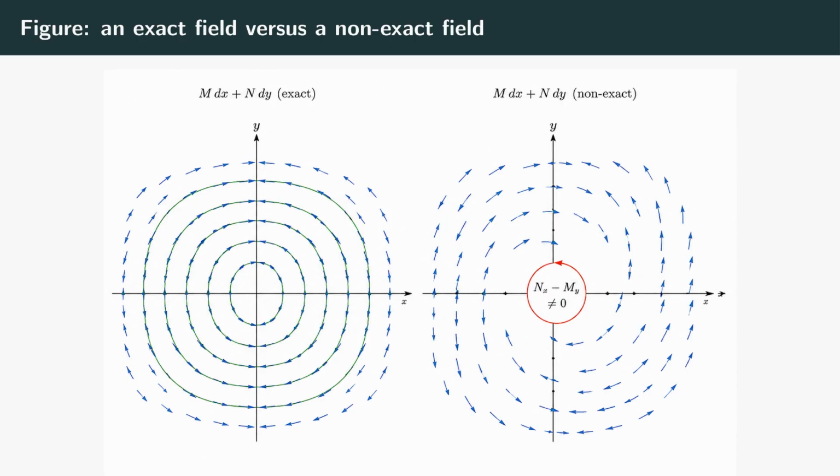That quantity is a kind of rotation, or curl, of the field. When it is 0, the field is the gradient of a surface and the equation is exact. When it is non-zero, no single surface fits and the contours fail to close up. The exactness test is literally measuring whether that swirl vanishes.